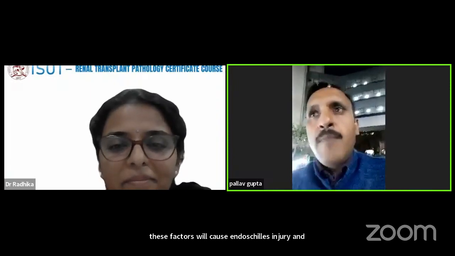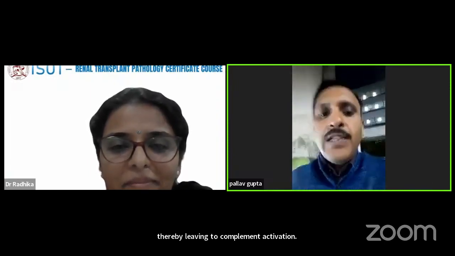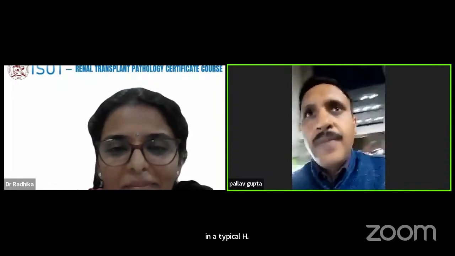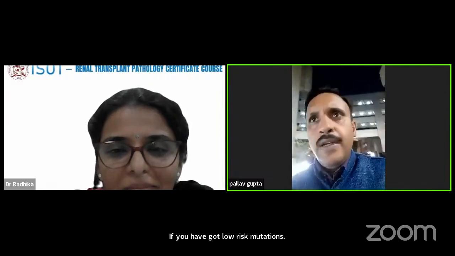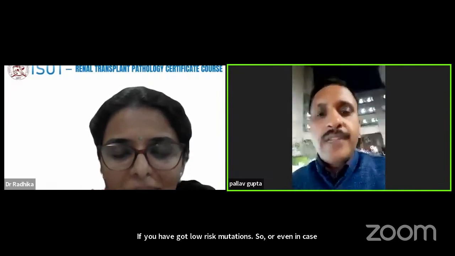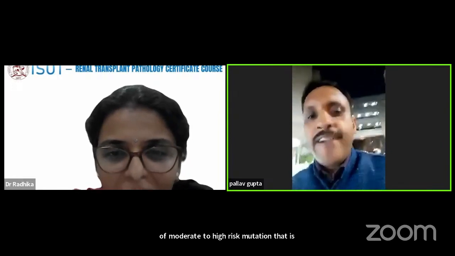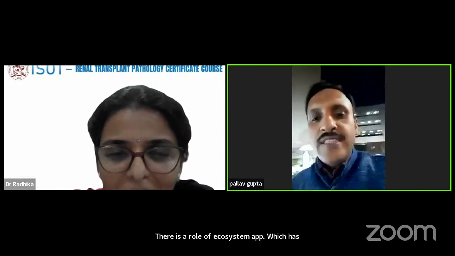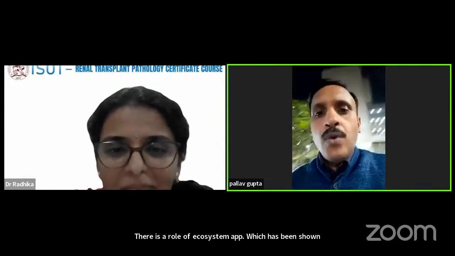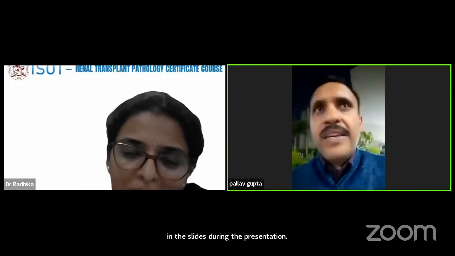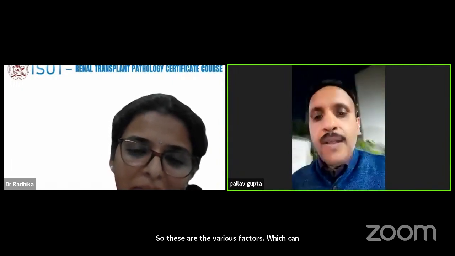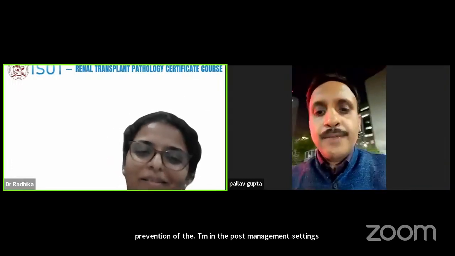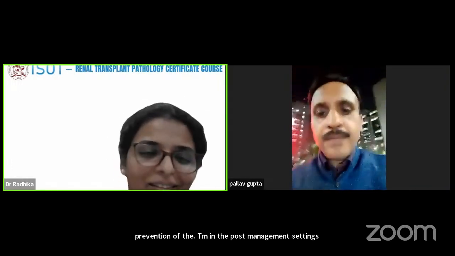Second is plasmapheresis. In atypical HUS, if you have low risk mutations, plasmapheresis can be done, or even in cases of moderate to high risk mutation, that is complement factor H and I mutation, complement factor B mutation, there is a role of eculizumab, which has been shown in the slides during the presentation. So these are the various factors which can help in prevention of TMA in the post-transplant setting.